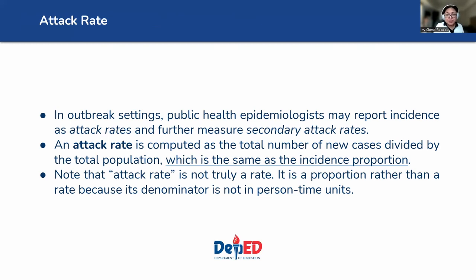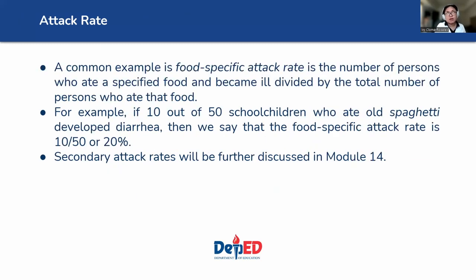However, you can note that the attack rate is not really a rate, because it doesn't use person time as the denominator. It is actually a proportion rather than a rate, because its denominator is not in person time units. And the common use of this is for food poisoning.